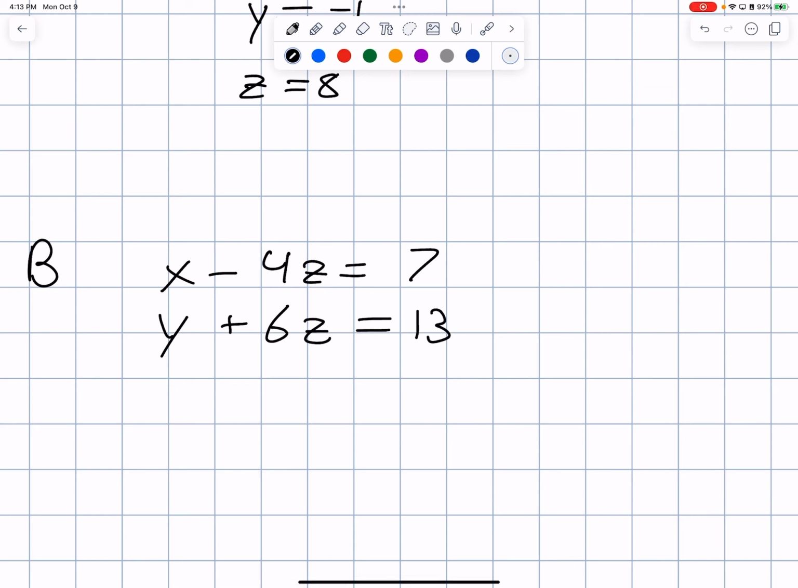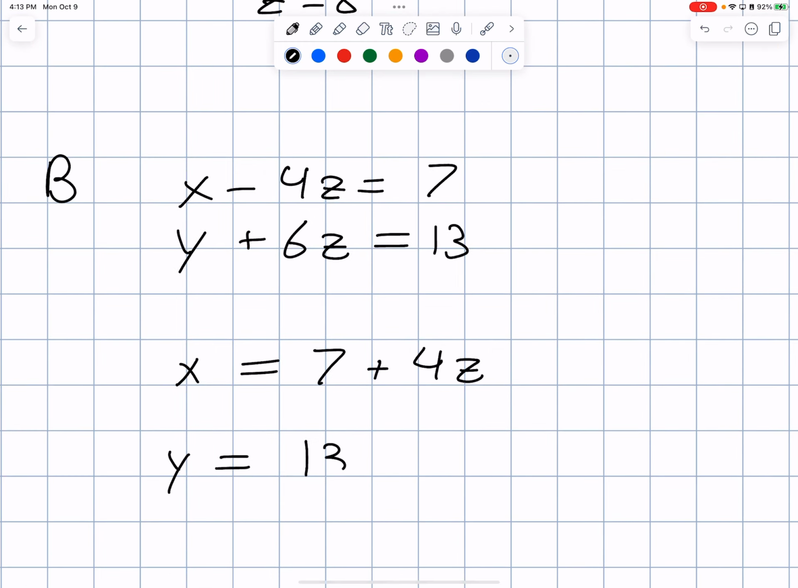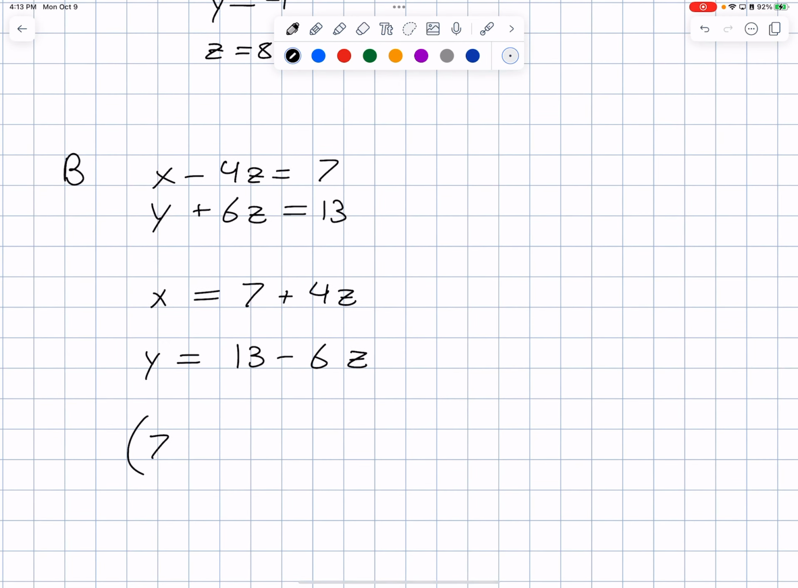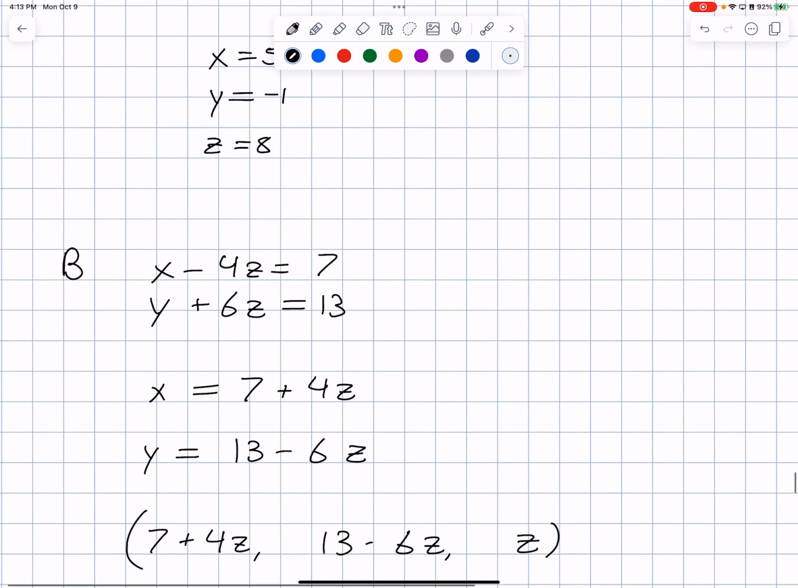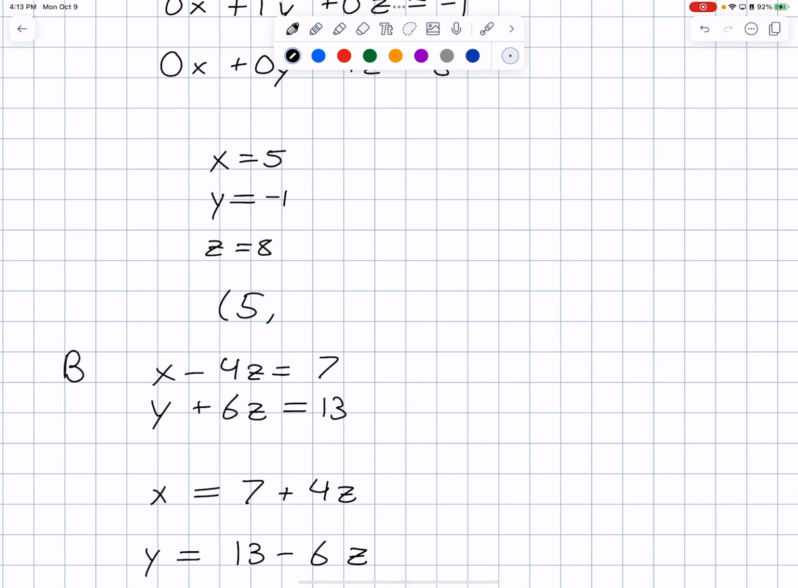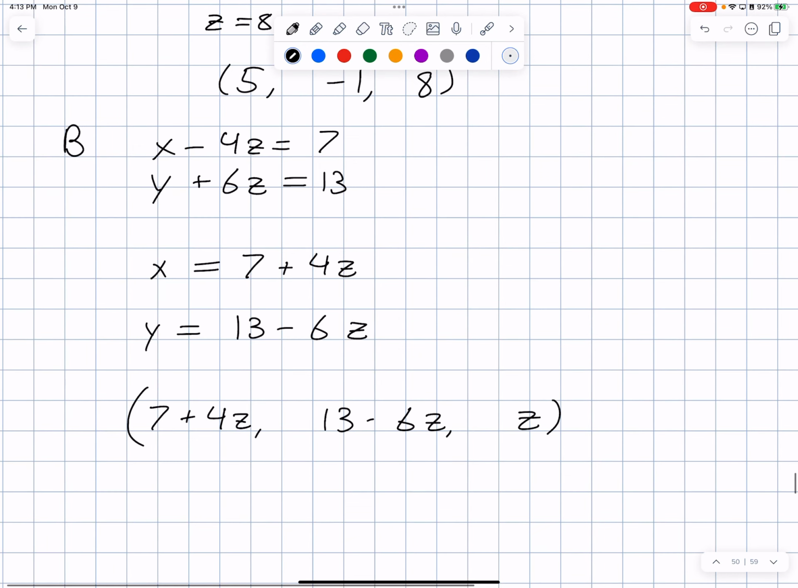So this one is x minus 4z equals 7. We would usually solve that for x. So we would say x equals 7 plus 4z. y equals 13 minus 6z. And that's it. That's the answer. There's no other information, so we're done. A lot of times you'll see this written 7 plus 4z, comma, 13 minus 6z, comma, some z. Make sense? This one up here could have been written 5, comma, -1, comma, 8. Questions?